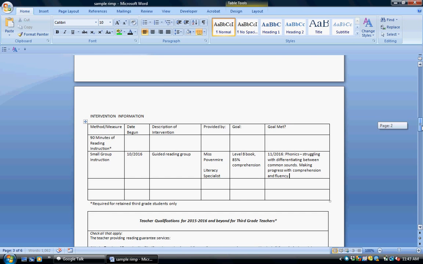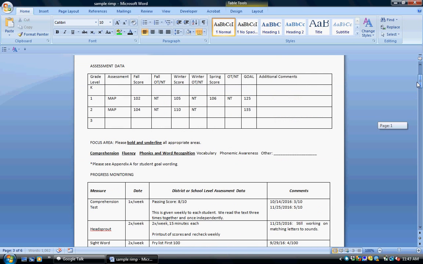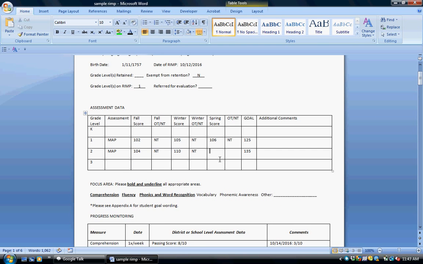Great. We don't need to put anything else there. Oh, wow. Time flies. It's spring. And he has jumped up 5 points. 115. He's still not on track, though. That goal is 135. And if it were truly the case and you have done all these interventions like RTI requires, I would refer him. So, referred for evaluation.